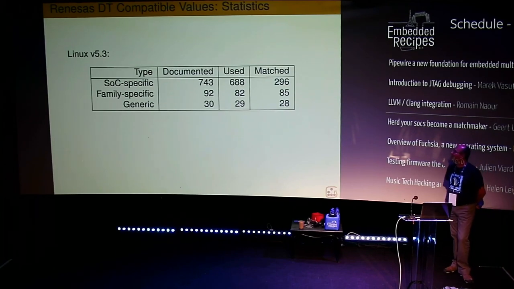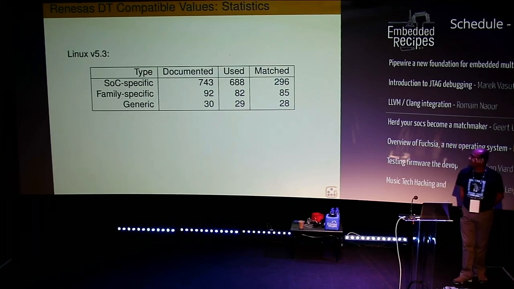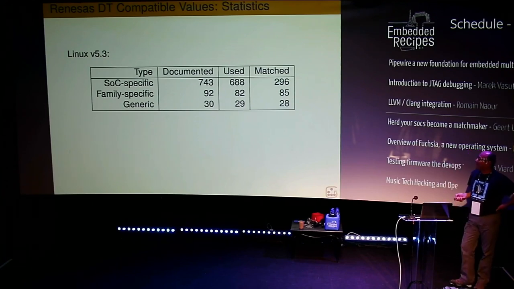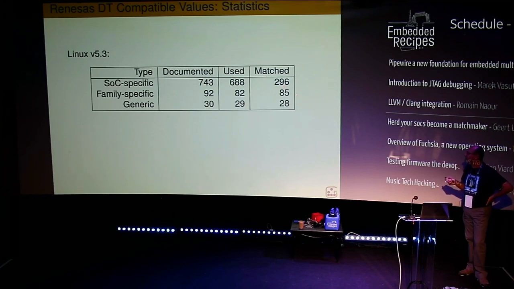So how many compatible values do we have? I had never actually done that counting before. In Linux version 5.3, we document 743 SoC-specific compatible values for Renesas ARM SoCs. You have to take into account that we have about 30 different SoCs that are supported. Of course, we have fewer family-specific ones and generic ones. Looking at actual DTS files describing SoCs and boards in the kernel, we have slightly fewer values that are actually used. And looking at drivers that match against SoC compatible values, they have as many as these.